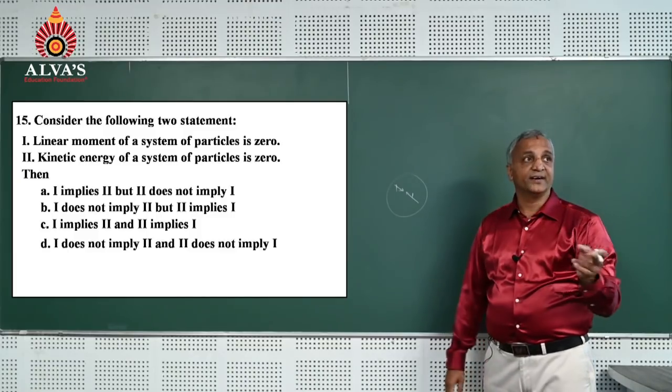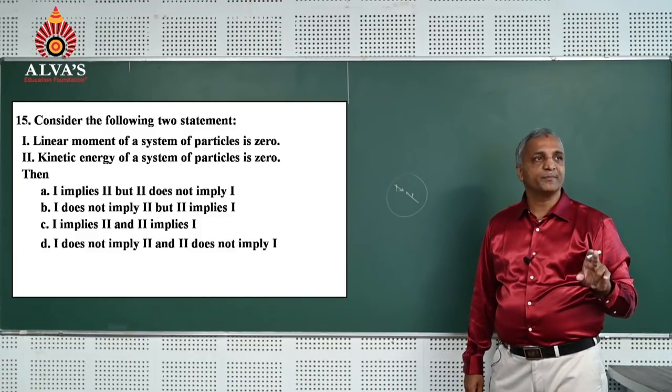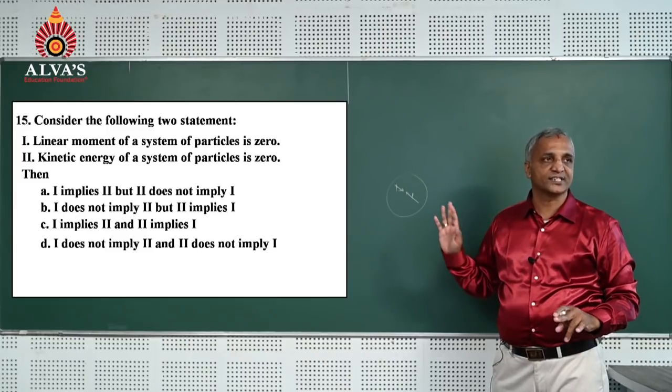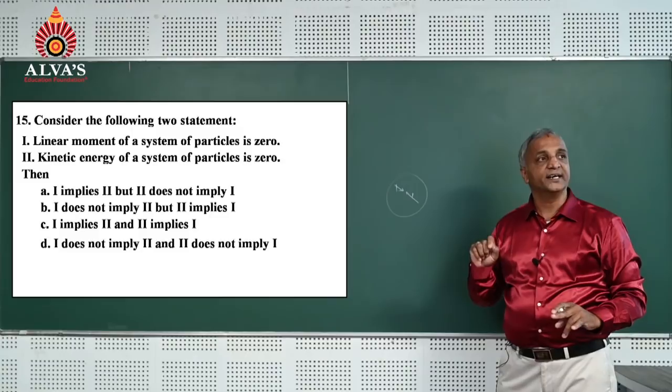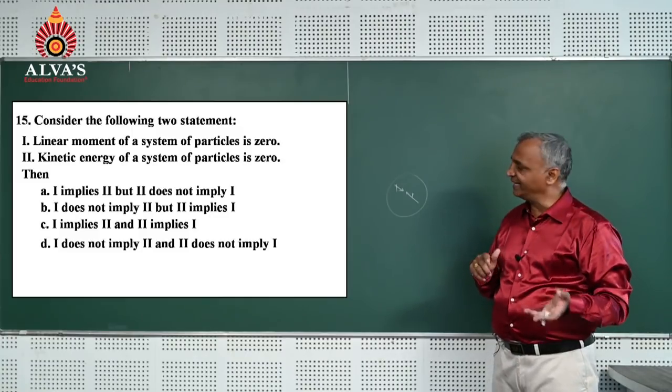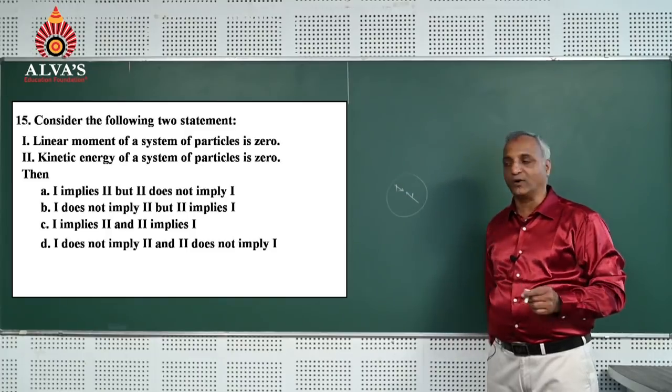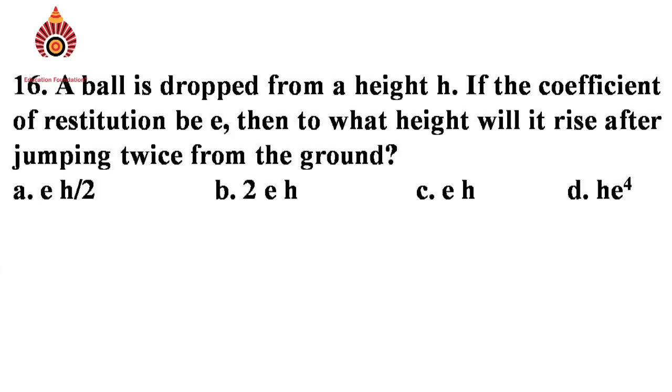And so the linear momentum of a system of particles is 0. That does not mean that the kinetic energy of the system of particles is 0. But if the kinetic energy of the particles is 0, definitely momentum also will be 0. So I'll go for option B. That is, first does not imply second, but second implies first.